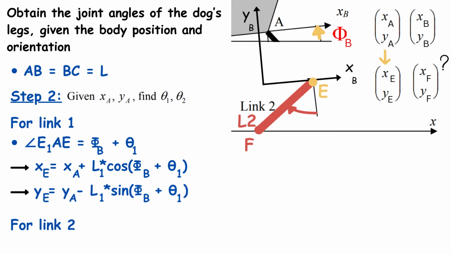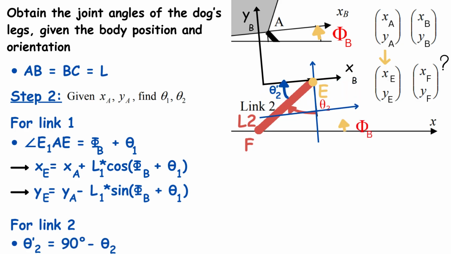Next, let's look at link 2, which goes from point E to point F. To this end, we need to use the angle with the x-axis instead of with the y-axis. Since the angle between link 2 and the vertical B-frame is theta 2, the angle link 2 makes with the x sub B axis is 90 degrees minus theta 2. This means the angle between link 2 and the main x-axis is 90 degrees minus theta 2 plus phi sub B.